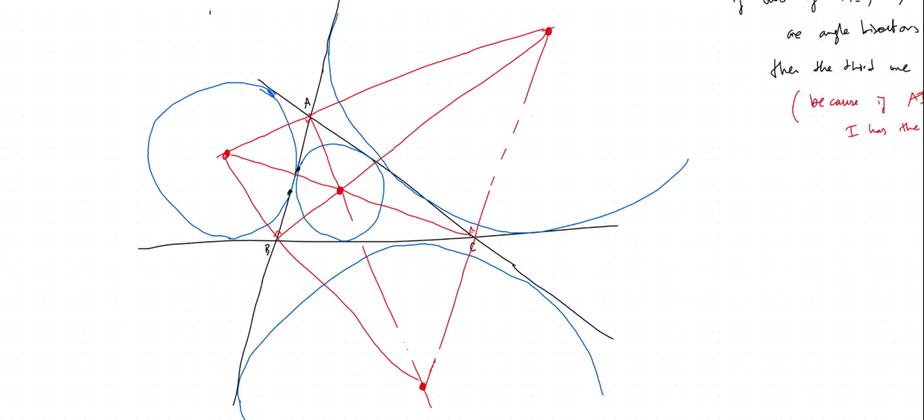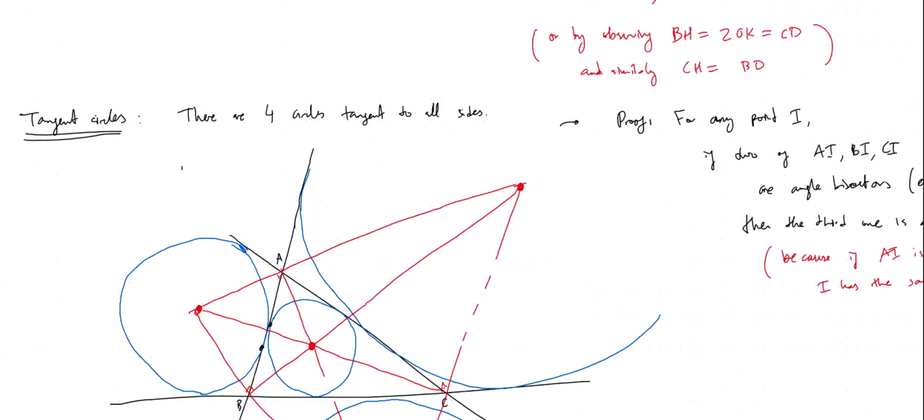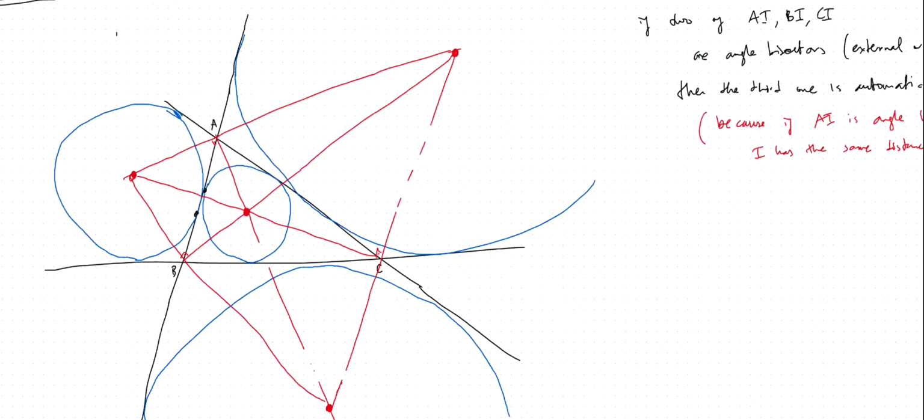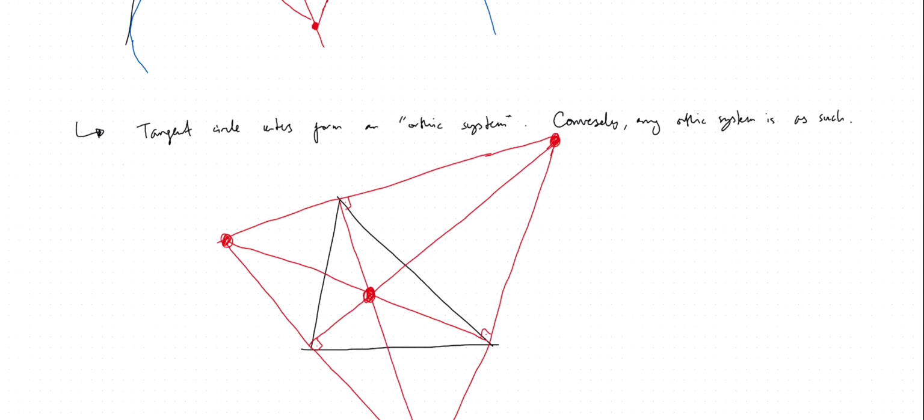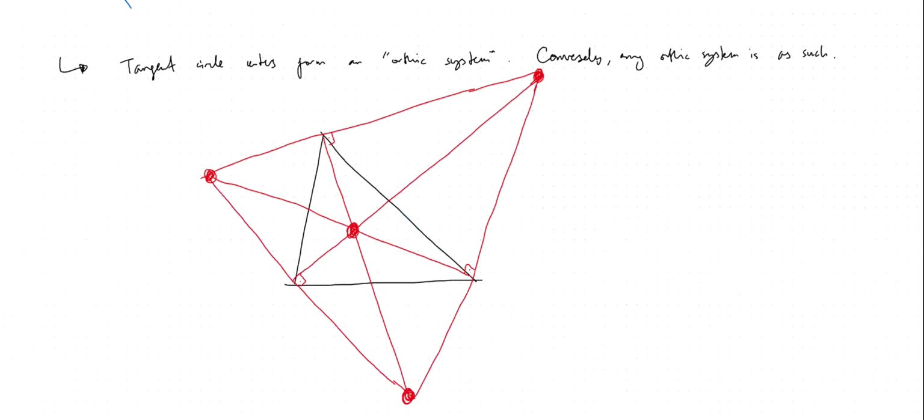So in this one, what did I ask you? What do I mean when I say this? That conversely any orthic system is such. What I mean is, take any orthic system, the red points, then construct the intersections, these feet of altitudes. So when you start from the opposite, it works in the same way. If this is any orthic system, if you take these 3 points, then necessarily these altitudes are angle bisectors. They have to be angle bisectors.